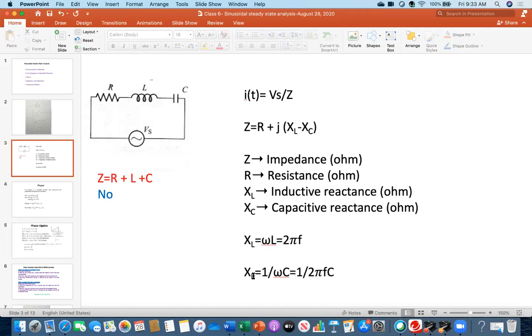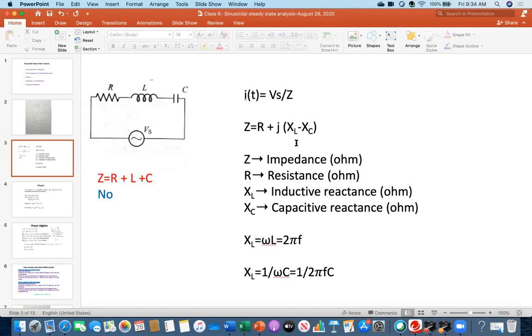And then what? This should be the XC. What is XC? 1 over omega C. This means 1 over 2 pi f C. I'll be changing this symbol. This will be XC, this one. And here I have to add the L. Somehow it got omitted. I'm sorry. So anyway, I will be discussing how we got this thing.